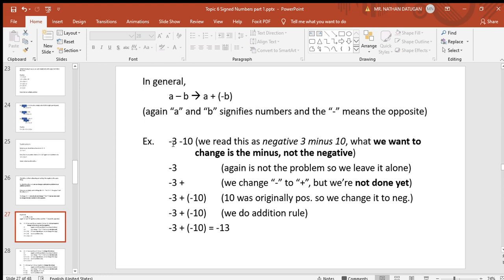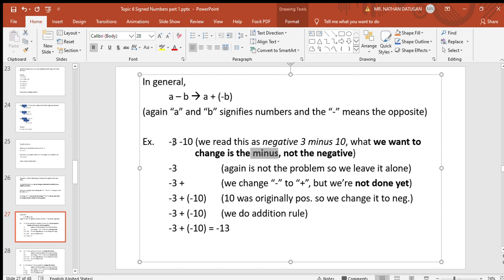Now let's have an example. Negative 3 minus 10. We read this as negative 3 minus 10. And what we want to change is the minus. What is the minus here? Is this the minus or is this the minus? This is the minus. So we're going to change this one. So again, we're just going to leave negative 3 as is. And we're going to change minus to plus.